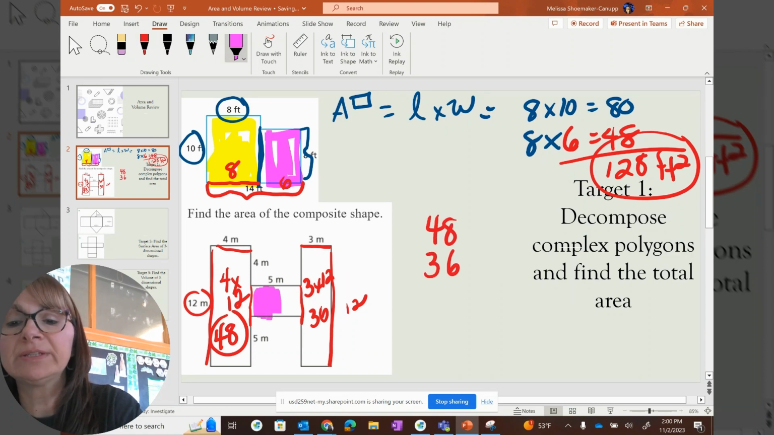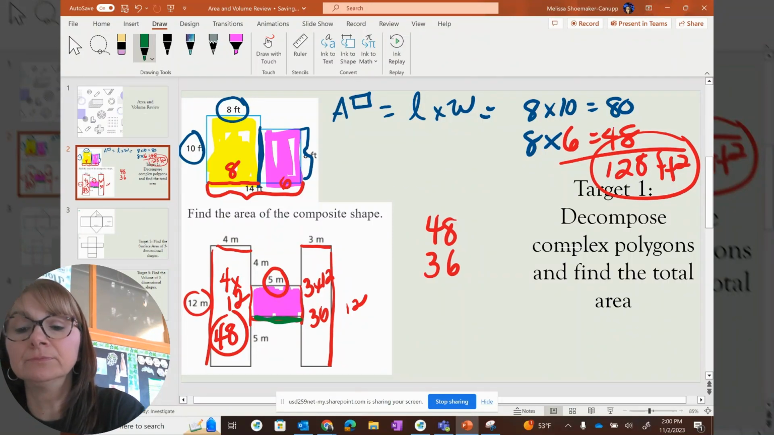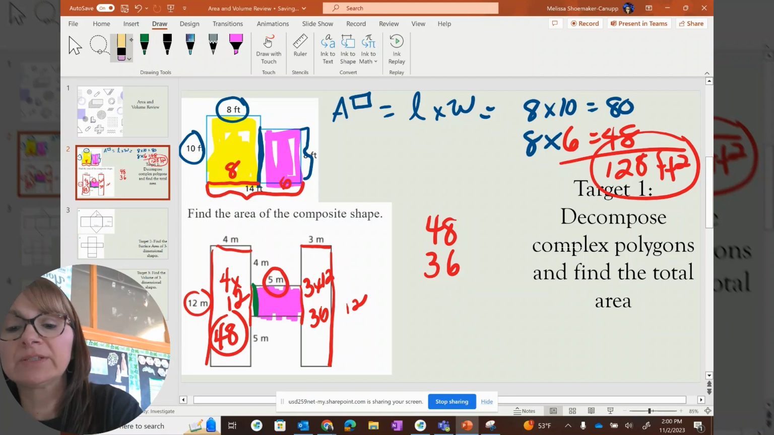Well, I have this little centerpiece. Got to find the area. I can see that this is 5, but I'm not so sure about, I'm going to make this another color, this green part right here. Okay. How can I figure the green part out? Oh, I'm coloring the wrong thing. This part. Silly me. I already know that's 5.